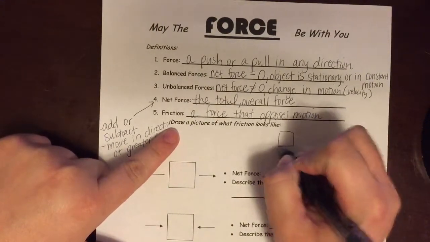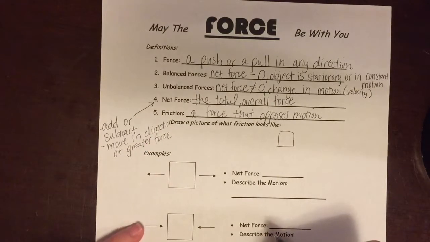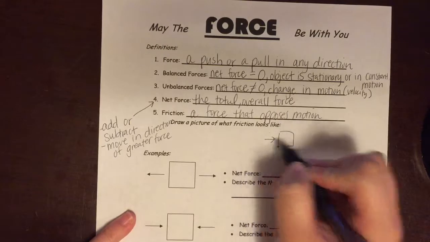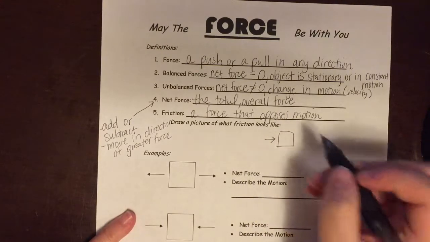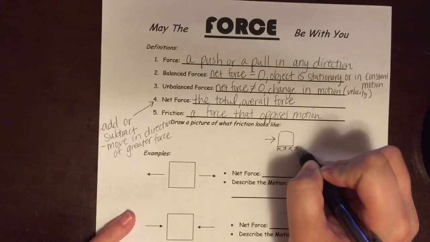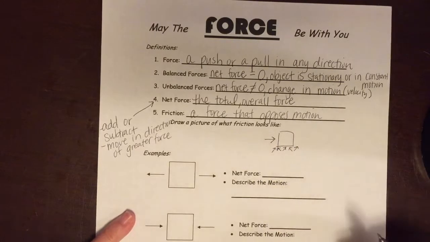Okay, and then it says draw a picture of what friction looks like. So if I have a box sitting on the ground and someone pushing the box from one side, friction is going to be coming from the carpet in all directions. So we're going to draw some arrows underneath. It's coming in all directions.